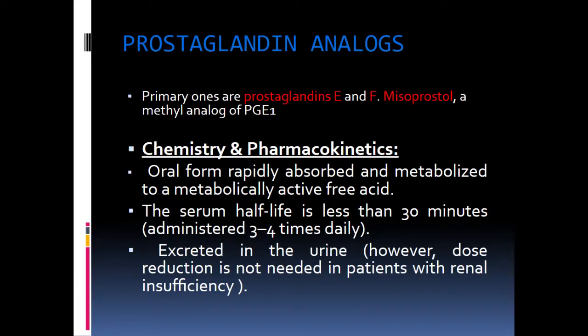Now come to the second class of medication in cytoprotective agents, that is prostaglandin analogs. The primary prostaglandin analogs include PGE and PGF, misoprostol, which is a methyl analog of PGE1. The oral form of misoprostol is rapidly absorbed and metabolized to a metabolically active free acid. The serum half-life is less than 30 minutes.